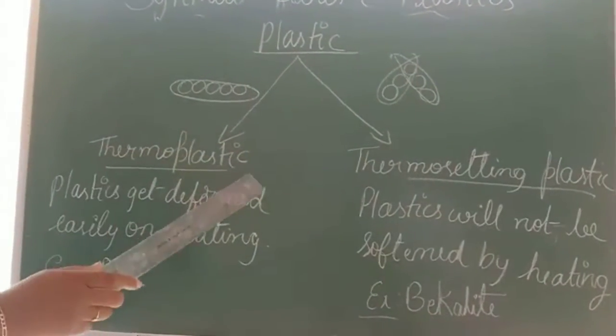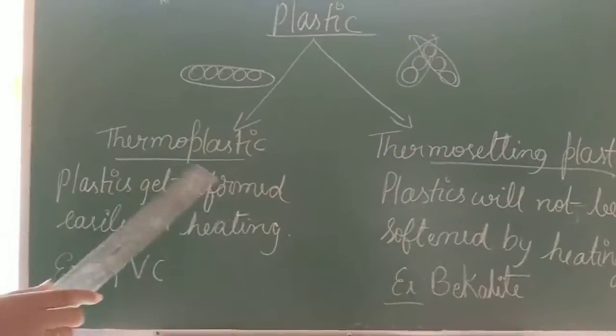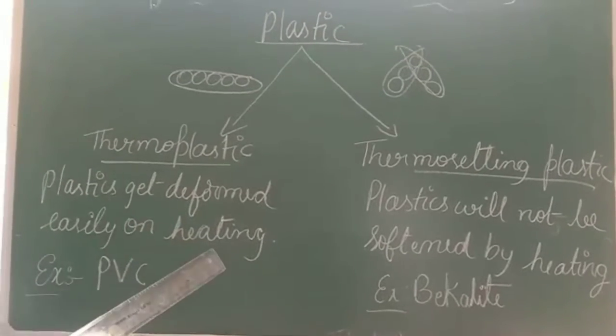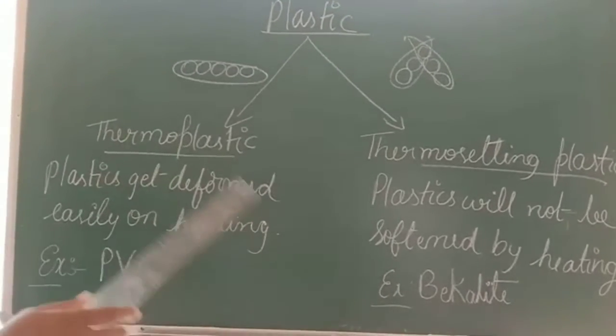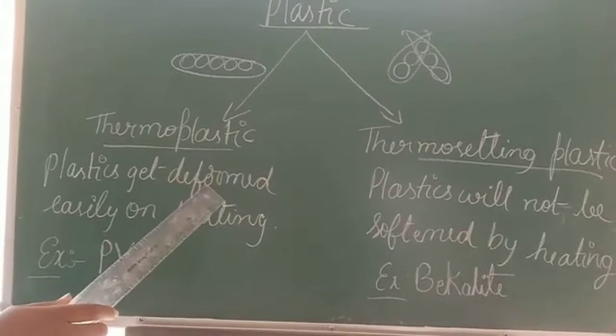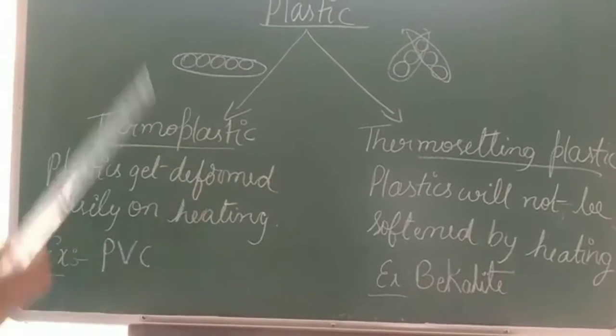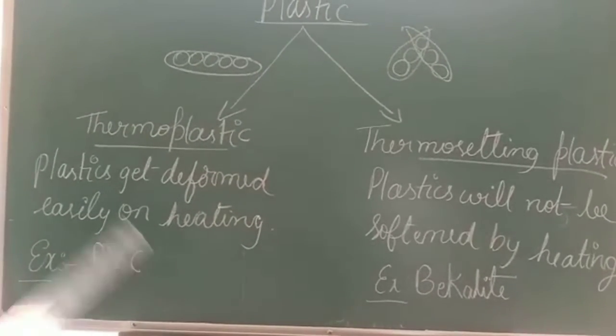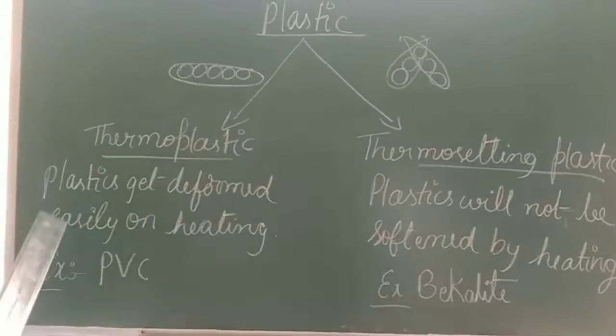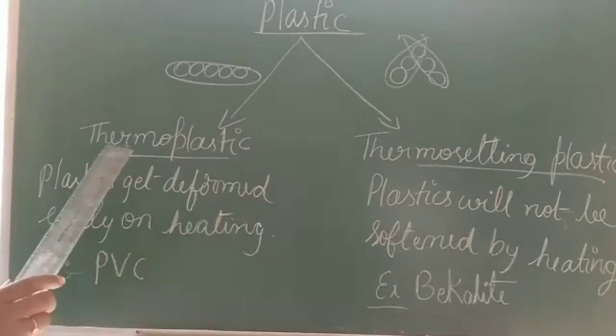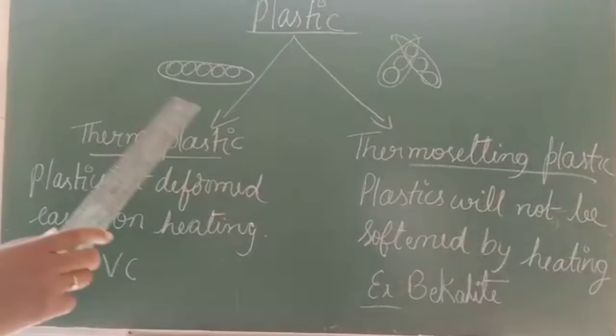Now here, thermoplastic. Plastics get deformed easily on heating. Deformed means what? It melts. It melts easily. Plastics that melt easily on heating, such types of plastics are called thermoplastics.